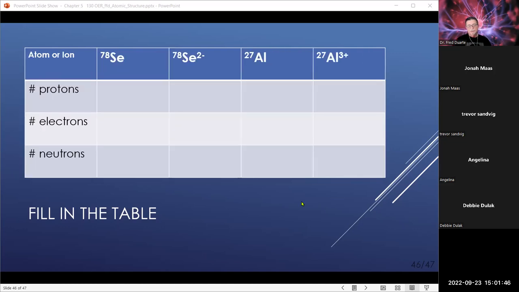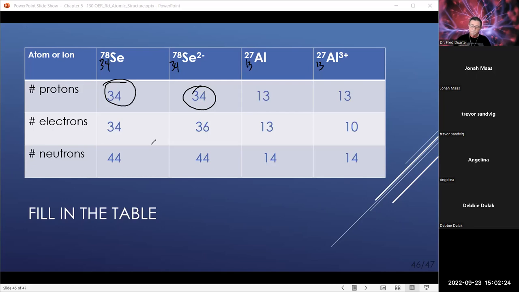All right, here's another table that should look somewhat familiar. They're talking about selenium, which is element number, senior moment here, number 34. Here's 34 here, 34 here. And you've got aluminum 13 and aluminum 13, okay? And so they want to know how many protons selenium has, either in the form of the atom or the ion. Well, obviously, they're both going to have 34, okay?